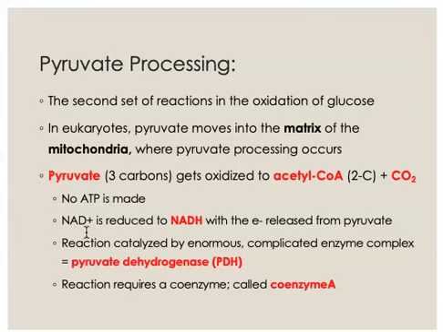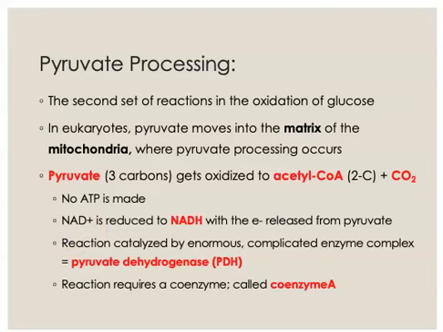Now, the enzyme that performs pyruvate processing is actually an enormous molecule. It's referred to as an enzyme complex, and it is very tightly regulated. Again, the cell is not going to want pyruvate processing to occur unless it needs it to occur. Now, this complicated, enormous enzyme complex is called pyruvate dehydrogenase, or PDH.